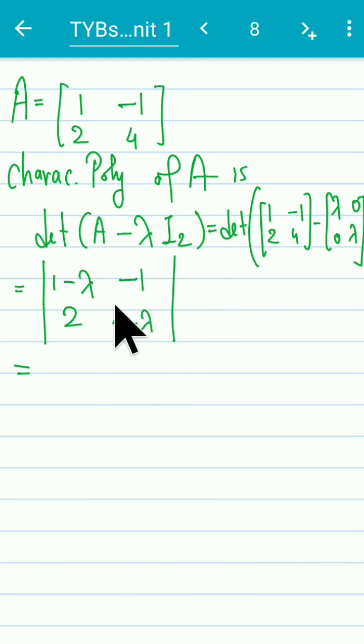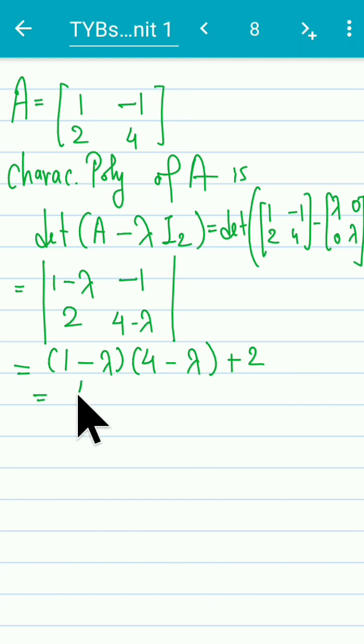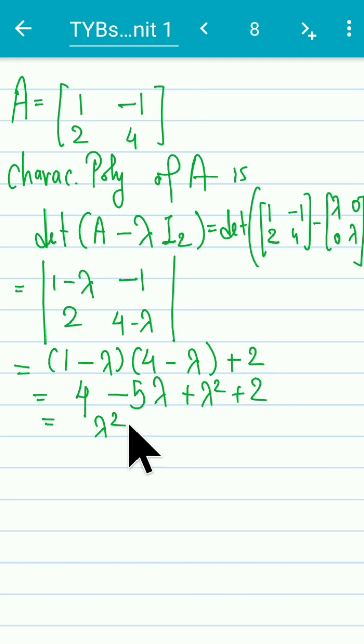Let me just find the determinant easily. It is (1 minus lambda) times (4 minus lambda) minus (-2), so it is plus 2. That is the same as 4, minus 5 lambda, plus lambda squared, plus 2, which can be written as lambda squared minus 5 lambda plus 6. Correct? Simple.